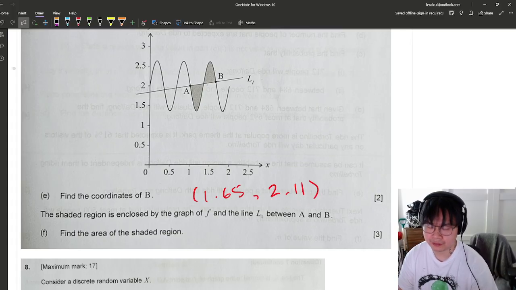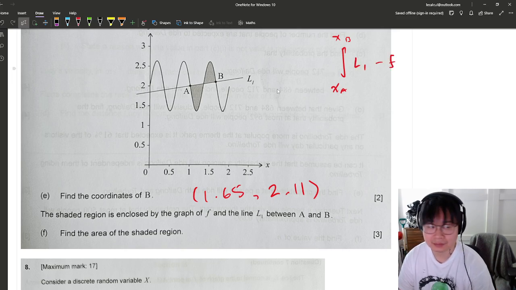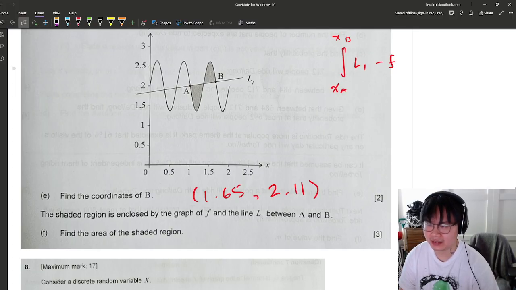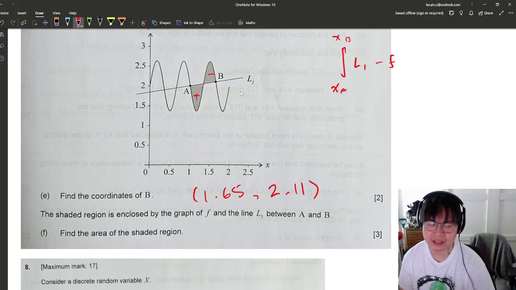is above the line. What that means is that if you did a simple integral from the x value of A to the x value of B, and you did L1 minus the function, you're not going to get the actual area of the shaded region, because this would be a positive amount and then this would be a negative amount because of the way the lines are switched. So this would be positive and this would be negative, and when you add those together you get a smaller area than what it should be.